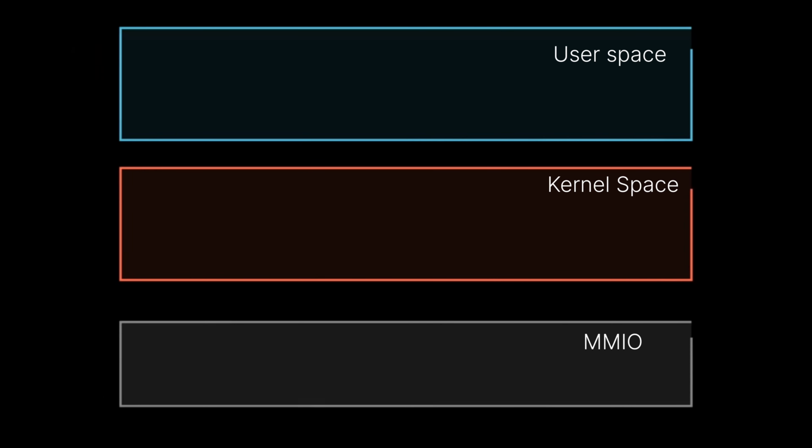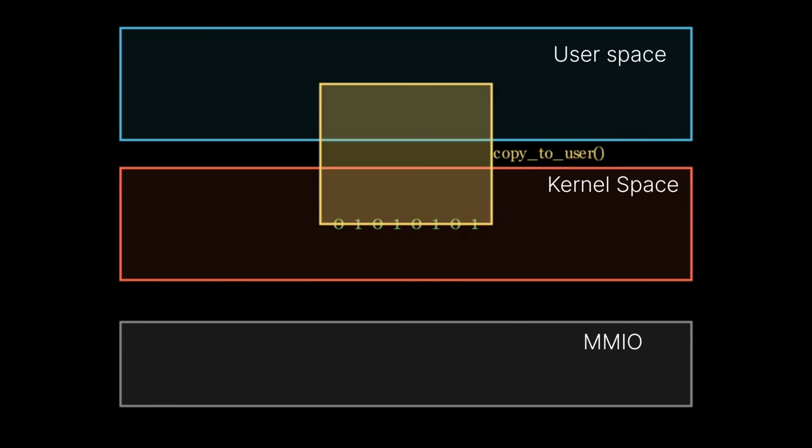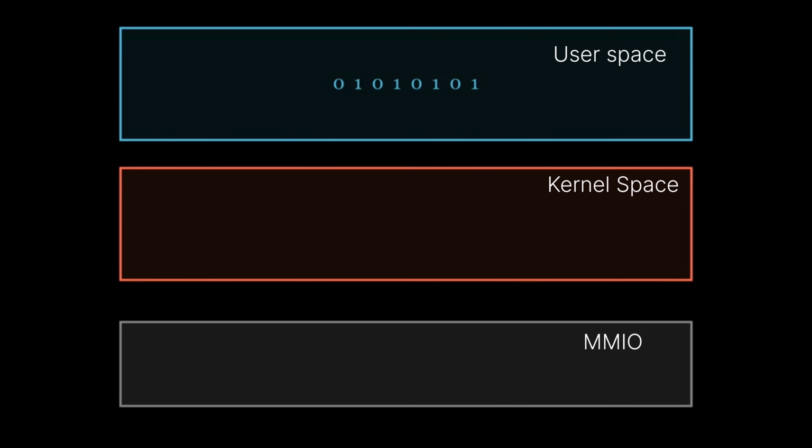Now let's move some data. The driver grabs raw binary bits from the hardware and pulls them into the kernel. But remember, the app is still stuck in the sandbox. It can't see the kernel's memory. To fix this, the driver uses a secure bridge called copy_to_user. It's like a high security sliding drawer that safely passes the data across the wall into the app's hand.